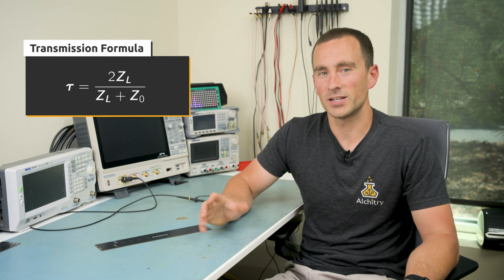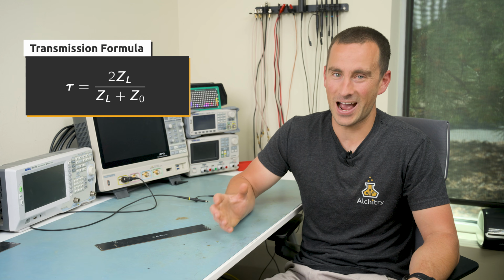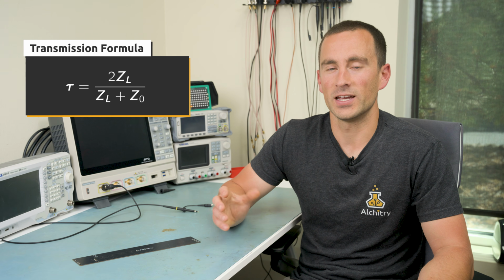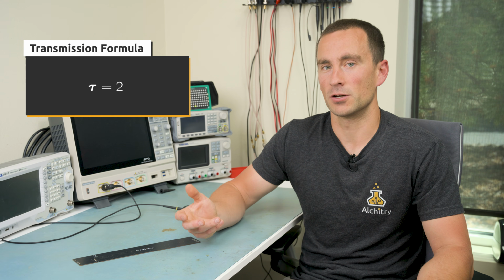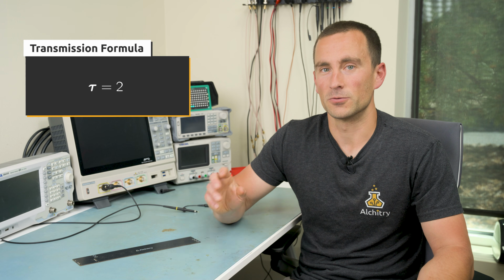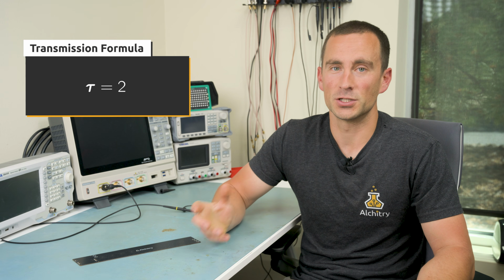If we substitute in the reflection coefficient, we get this for the transmission coefficient. What's interesting about this is that the transmission coefficient can actually be larger than 1. If we take the case where ZL is infinite, like at the end of a wire, we can see that the transmission coefficient becomes 2. This means right at the end of a wire, the voltage doubles.